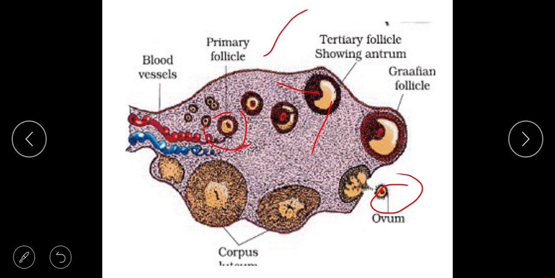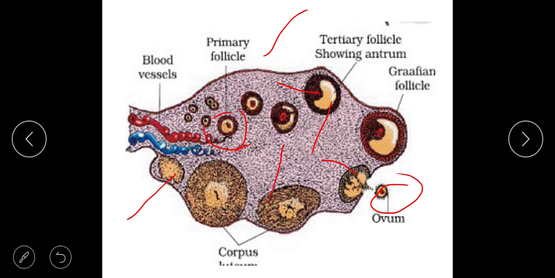The wall of this Graafian follicle converts into a yellow structure which is called the corpus luteum, and this corpus luteum acts as an endocrine gland. It releases a hormone known as the progesterone, which especially helps in pregnancy. Then in case the fertilization does not occur in the female, what happens? This corpus luteum disintegrates into a white structure. We call it a corpus albicans and it gets degenerated.